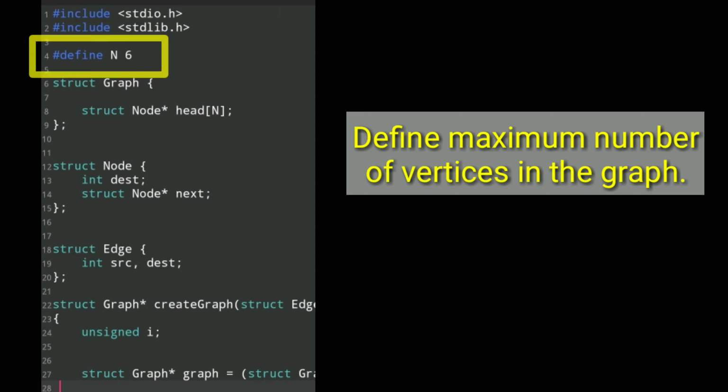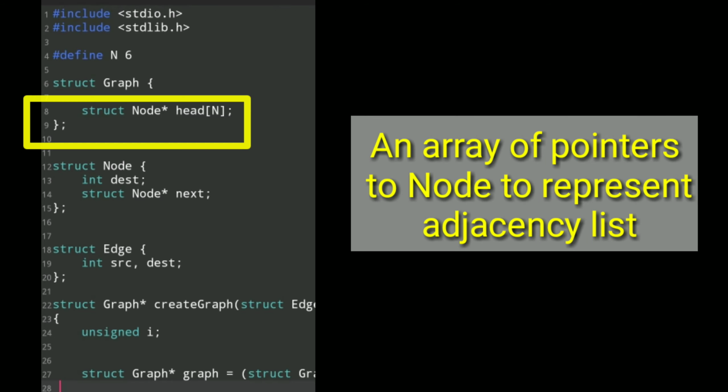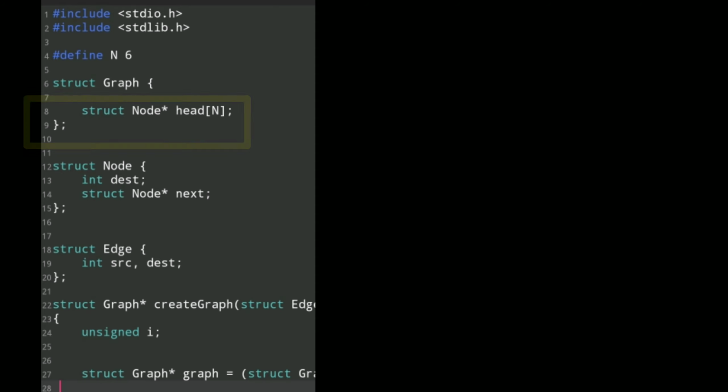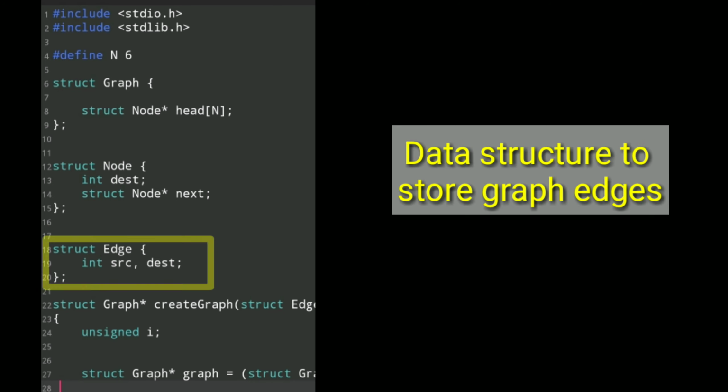First, we are going to define the maximum number of vertices in the graph. This one is the data structure to store the graph. Next, an array of pointers to node to represent the adjacency list. And next is the data structure to store adjacency list nodes of the graph. Next, it is the data structure to store graph edges.